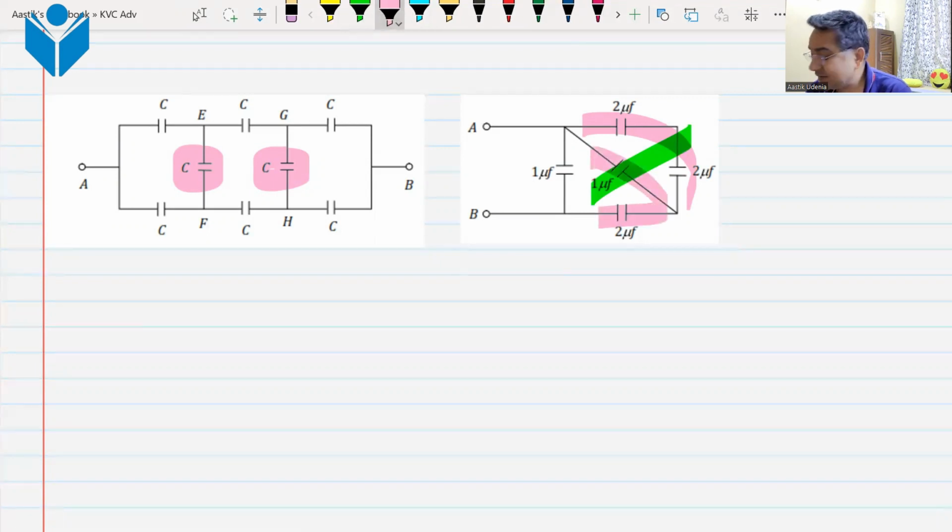Then 2 and 2 are in series, it again becomes 1. 1 and 1 are in parallel, it becomes 2. Do we understand this, everyone? Yes, sir. Series parallel, my favorite.